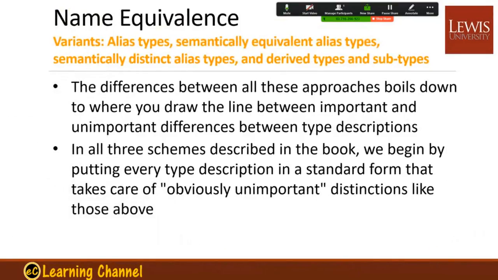The difference between all these approaches boils down to where you draw the line between the important and unimportant differences of the type description. So it really depends on how much you care about the type. In all three schemes described in the book, we begin by putting every type description in a standard form that takes care of obviously unimportant distinctions like these above.